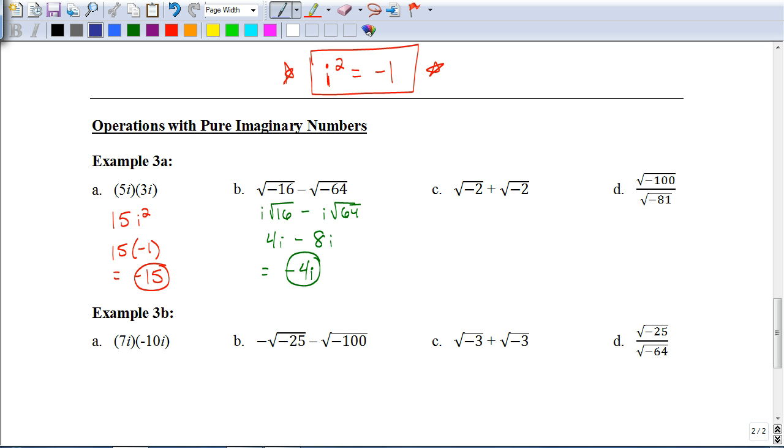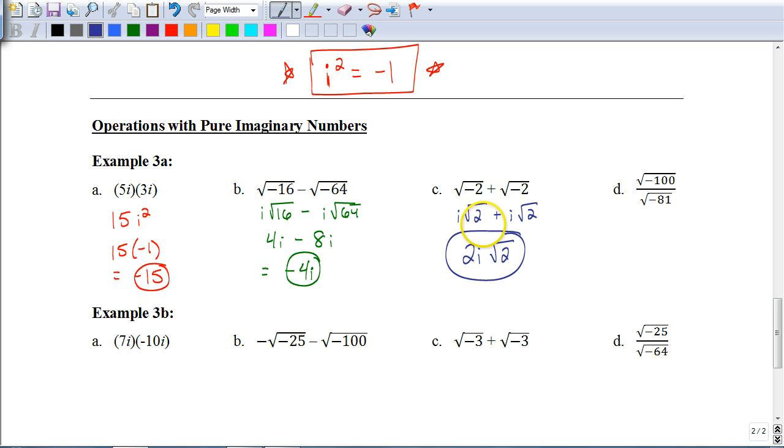The next one, I have the square root of -2. Again, I can't do anything with that until I make it positive, so I take out an i. Now I have i square root of 2 plus i square root of 2. Now this is where it gets a little tricky. I can't simplify the square root of 2. But since these are the same numbers underneath the radical, I can add these two terms together. i square root of 2 plus another i square root of 2 is going to be 2 i's times the square root of 2. It's not the square root of 4, it's the square root of 2.